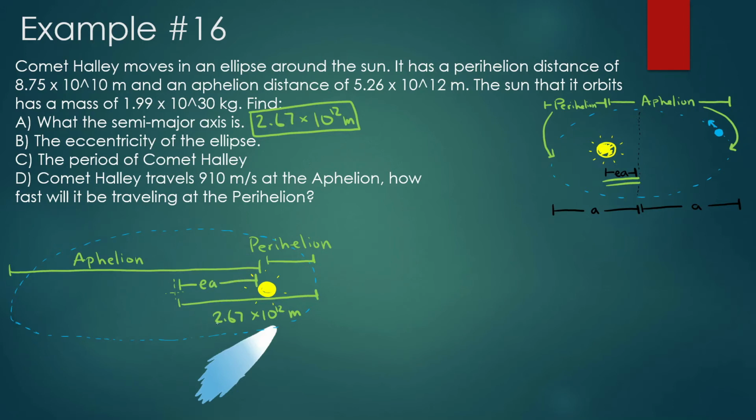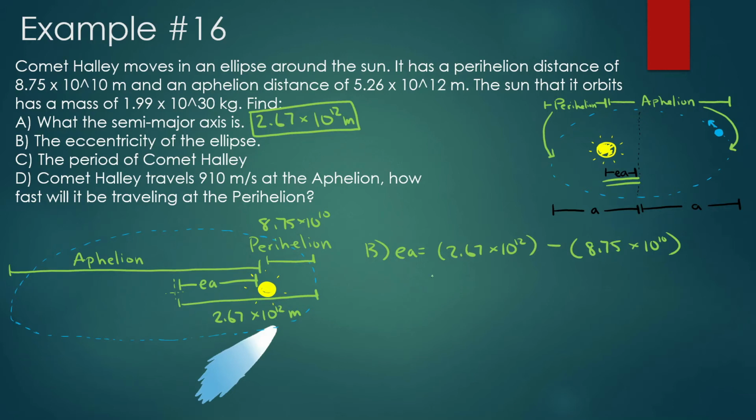Okay, we know what A is. That's given to us, 2.67 times 10 to the 12. Now we have to find the E. How we're going to do that is we know the distance of the perihelion. The distance of the perihelion is equal to 8.75 times 10 to the 10. So we're going to subtract these two to get EA. So part B. EA is equal to the semi-major axis, which is 2.67 times 10 to the power 12, minus this perihelion distance, which is 8.75 times 10 to the power 10.